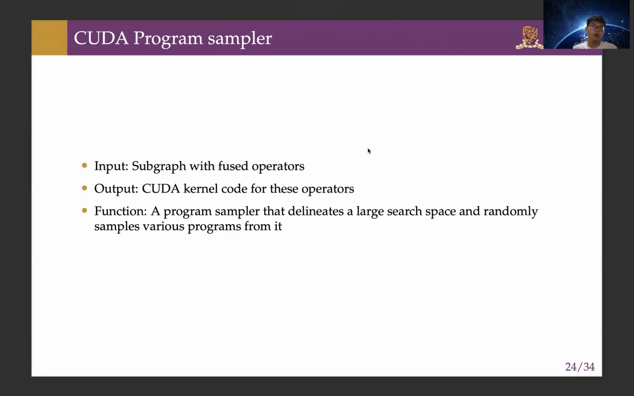The input of the CUDA program sampler section is a subgraph with fused operators, and the output of this section is a collection of CUDA kernel code for these operators. The function of the CUDA program sampler is that it delineates a large search space and randomly samples various programs from it. Let's zoom in on the CUDA program sampler section.